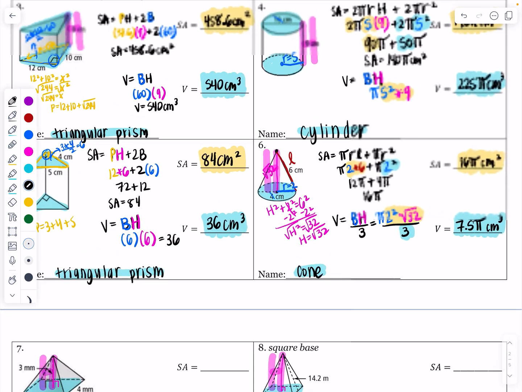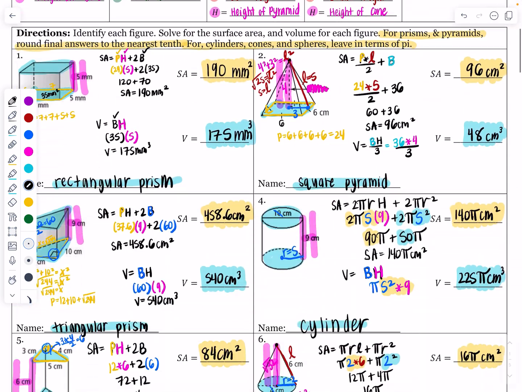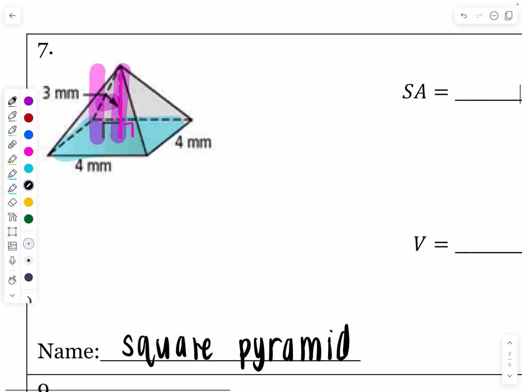And so you'd scroll back up to the top. Now you will have this written at the top. The pyramid is PL divided by 2 plus B. So I'm going to start with that. It kind of works like a checklist. It's going to be P times L divided by 2 plus the base.